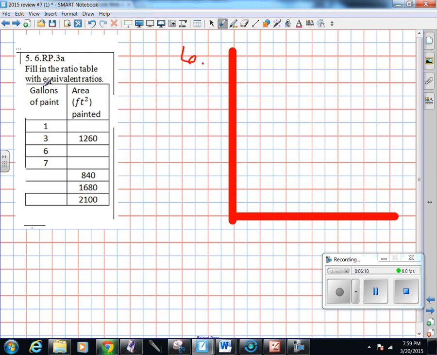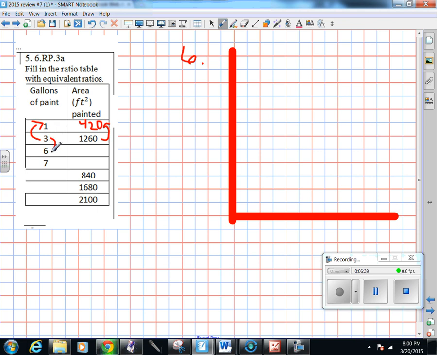So it says fill in the ratio table with all the equivalent ratios. So the first thing I've got is I've got 3 to this. So what do I need to do here to get to 1? Well, I divide by 3. So here I'm going to divide by 3. And 12 divided by 3 is 4. And 60 divided by 3 is 20. So it's 4 to 20. Then I've got to get to 6.